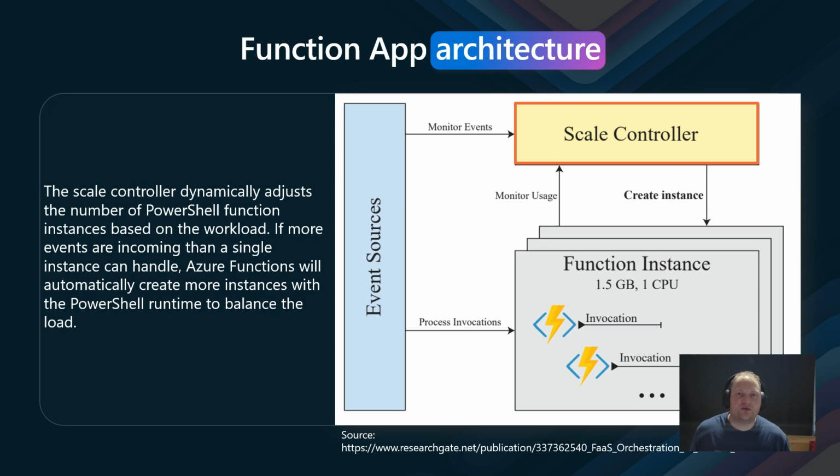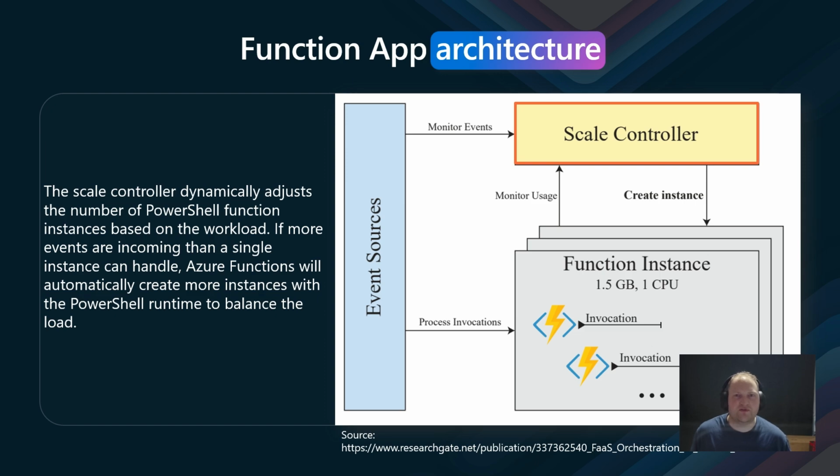The controller automatically scales based on the number of PowerShell function instances needed. If more events are coming in than a single instance can handle, Azure Functions will then automatically create more instances with the PowerShell runtime to help balance that load. Once the load decreases, Azure Functions will scale down the number of instances, stopping those that are no longer needed to save on costs and resource utilization.